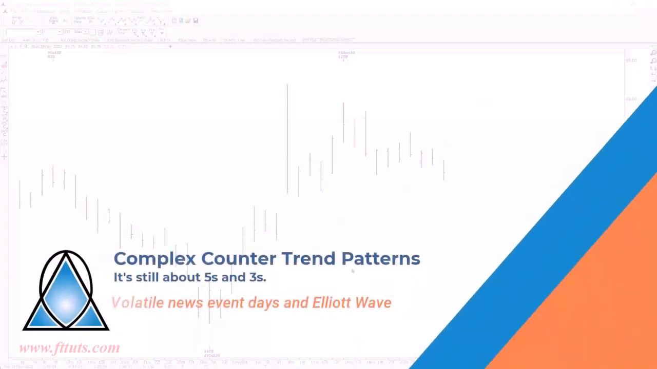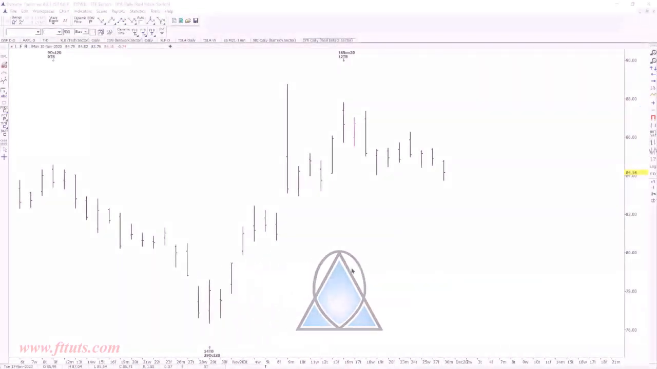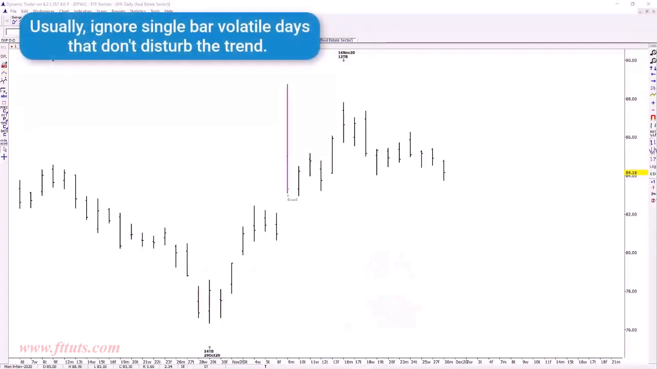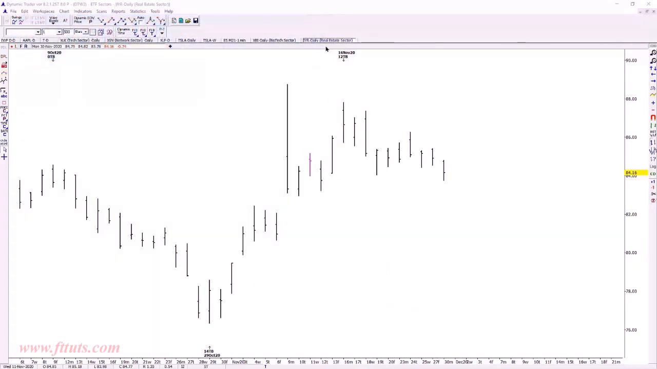There's an important lesson that I want to show you before we consider what is the pattern of this market. Well, it has to do with what the pattern is or isn't. And that's related to this one very volatile day. So this is daily data of the IYR, and that's a real estate sector ETF.